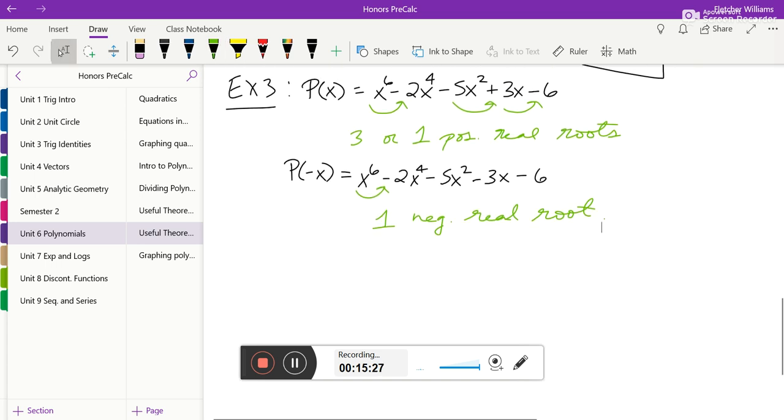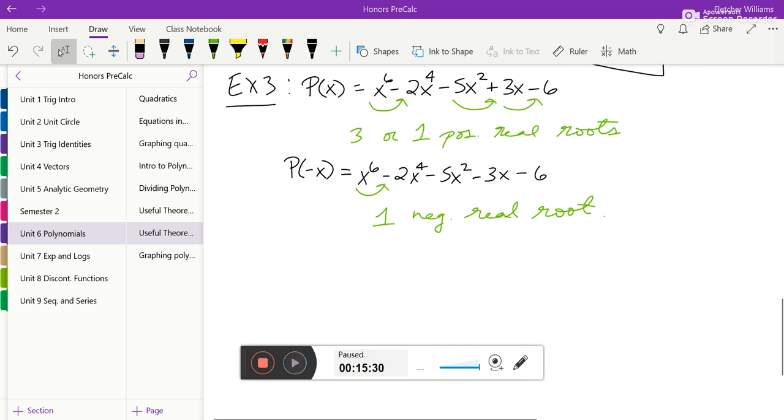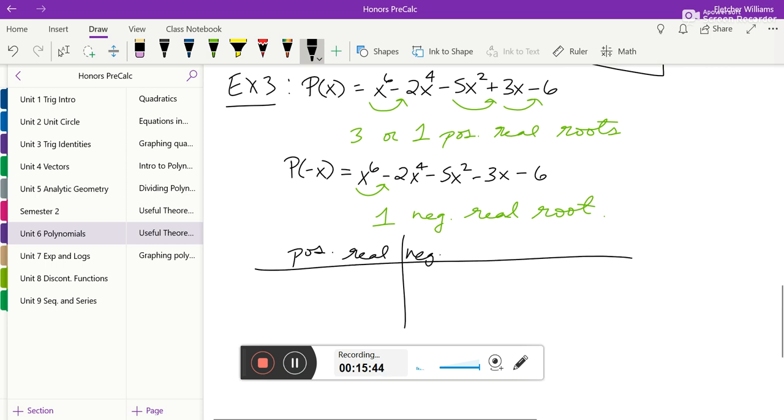So the interesting thing is we know it's a 6th-degree polynomial, so that means there's 6 roots, but some of them can be imaginary. So we could make a table for the positive real roots, the negative real roots, and then the imaginary roots, not real roots. And we said we could have 3 or 1 positive real roots. So that's our 2 possible outcomes, 3 or 1 positive real roots. And there's only 1 negative real root.